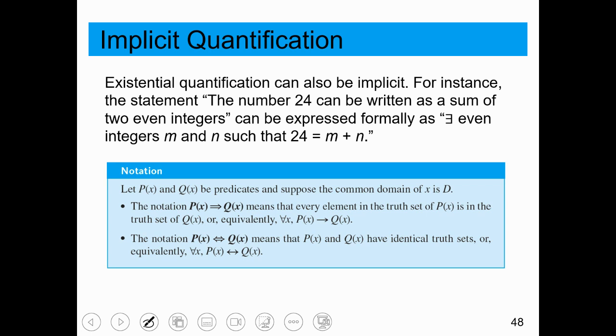Existential quantification can also be implicit. For example, let's suppose we say the number 24 can be written as a sum of two even integers. Again, nowhere in here does it say anything about there exists, but we can imply that there exists some even integers m and n, such that 24 is m plus n. So, long story short on those, quantified statements can be explicitly stated or implied.